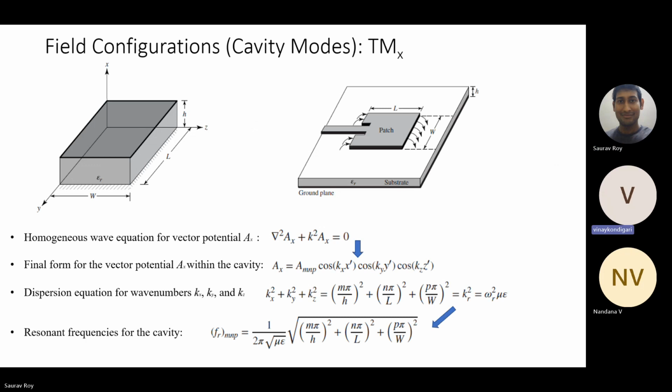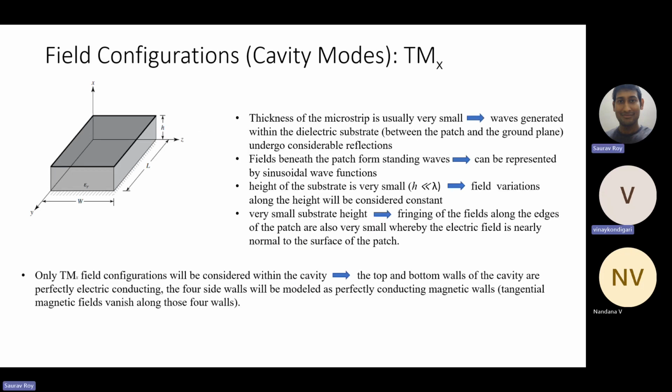Sir, how would the configuration be for TMY? If it is TMY, that means there should not be any magnetic field component in the Y direction. That should be the thing. And similarly, if you have TEX, it means there should not be any electric field component in the X direction. Okay.